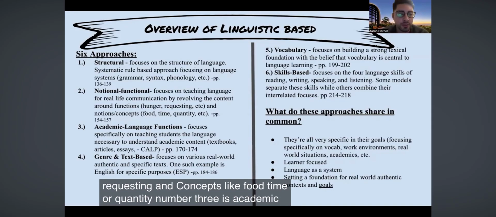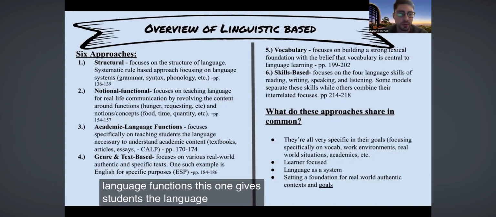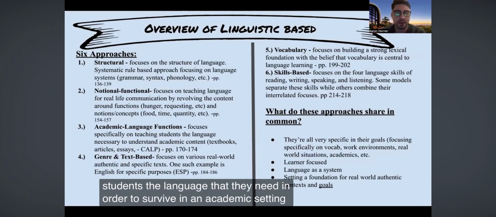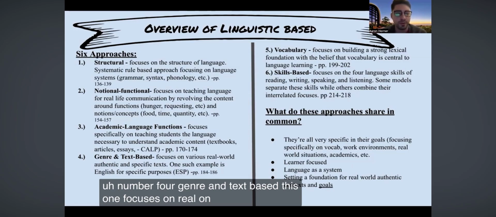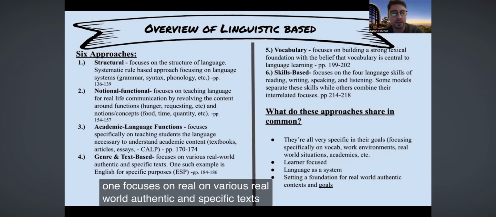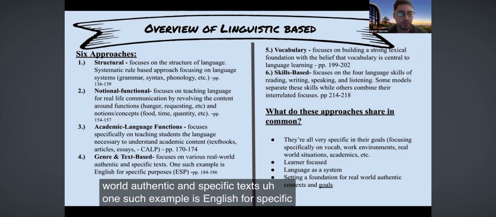Number three is academic language functions. This one gives students the language that they need in order to survive in an academic setting. So language related to textbooks, articles, and essays. Number four, genre and text-based. This one focuses on various real-world, authentic, and specific texts. One such example is English for specific purposes.